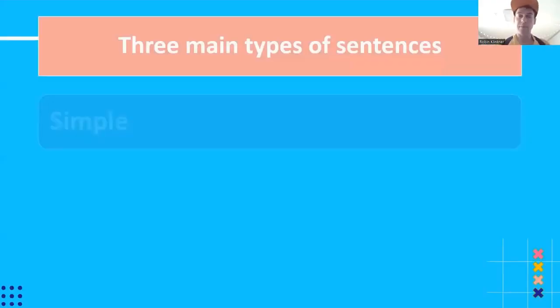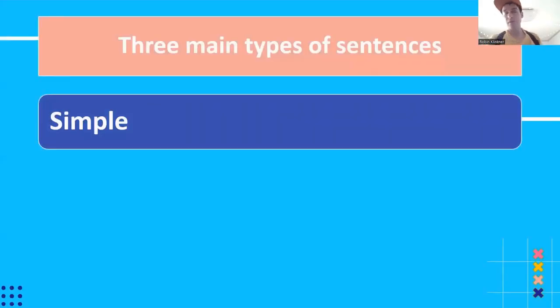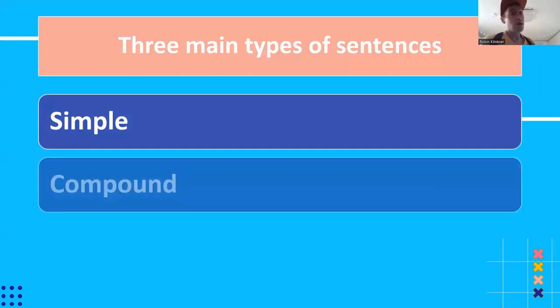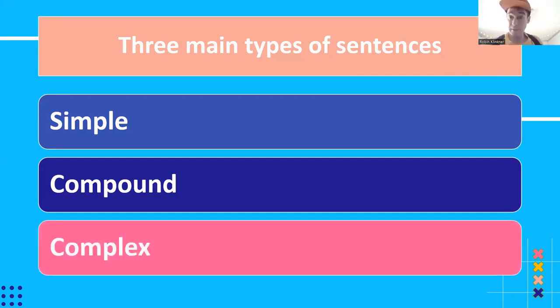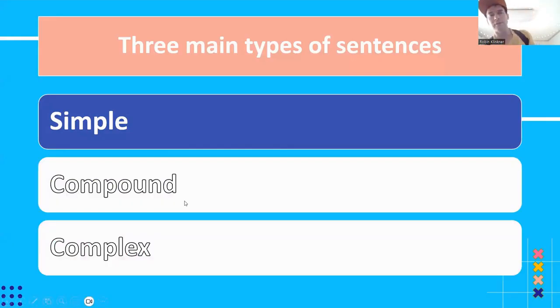So let's take a look at the three main types of sentences. What are they? First one is simple. Okay, there are simple sentences. Compound sentences. Compound means when two things combine. Two things are combined. That's what it means to compound. Then complex. So simple is kind of basic. Complex is like more advanced. So simple, compound, and complex.